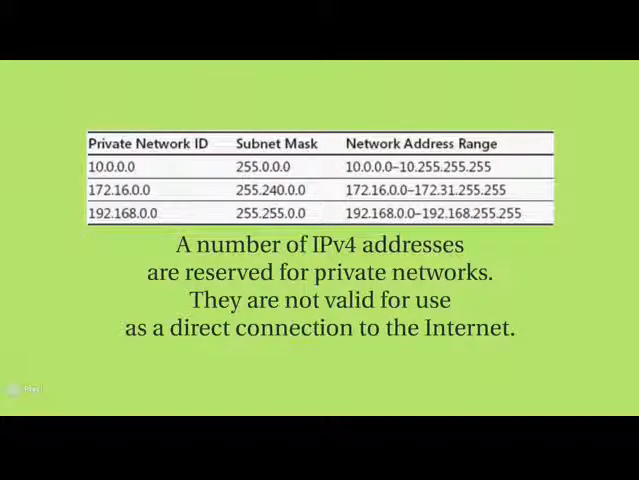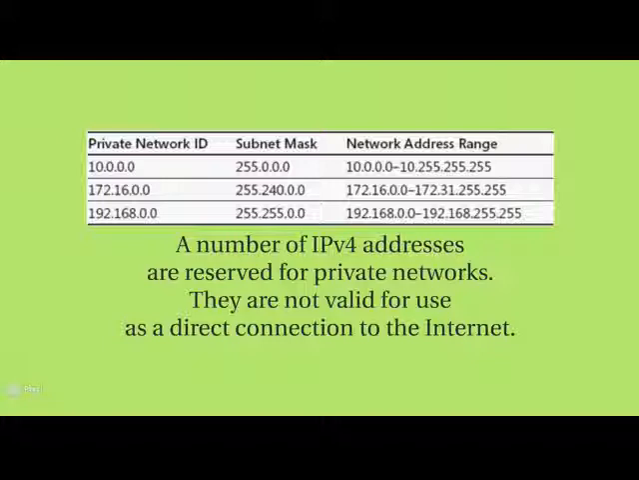When they created the IP networking, they reserved a number of IPv4 addresses. 3 of these ranges of addresses are reserved for private networks. They are not valid for use as a direct connection to the Internet. In fact, the Internet cannot route these addresses. It doesn't know how. For Class A, the private network ID is 10, and that ranges from 10.0.0.0 through 10.255.255.255. And the subnet mask is simply 255.0.0.0, which is a Class A subnet mask.